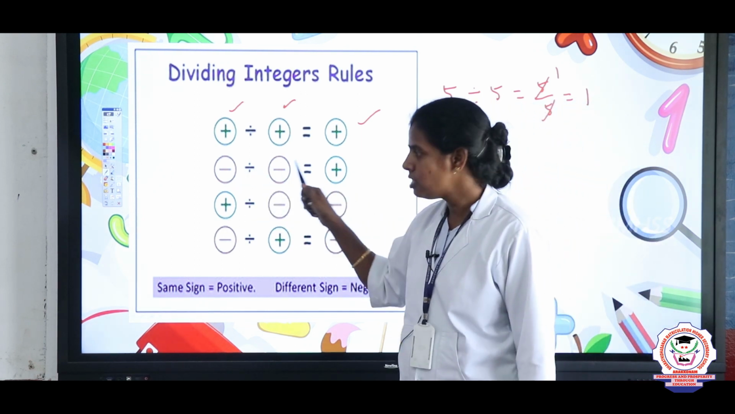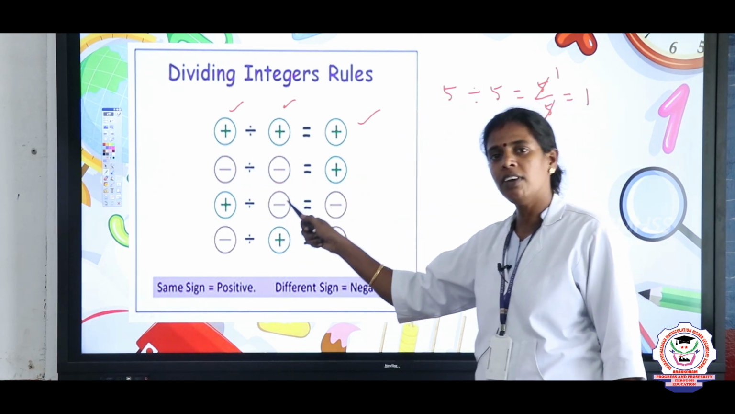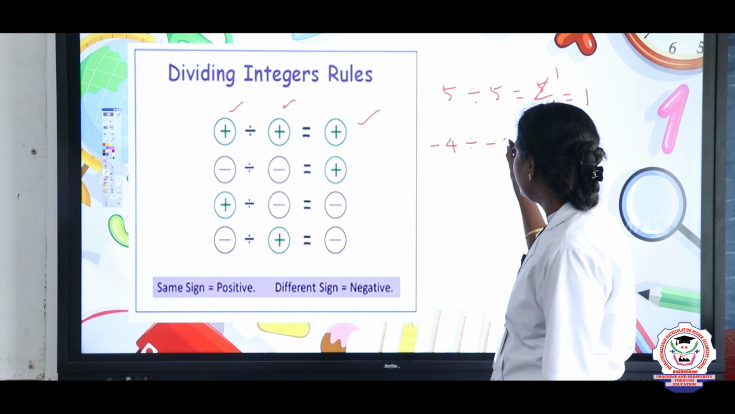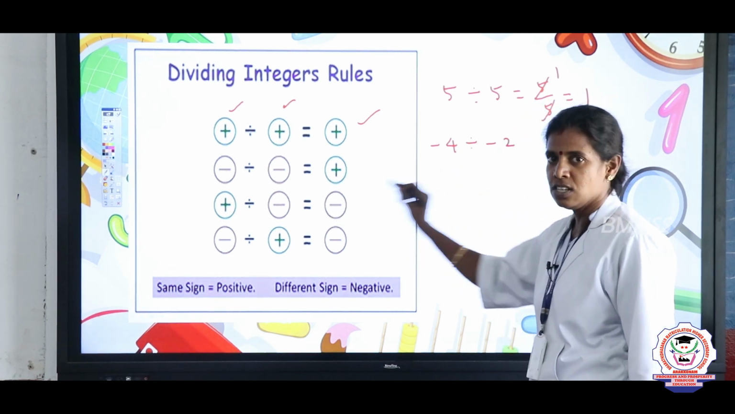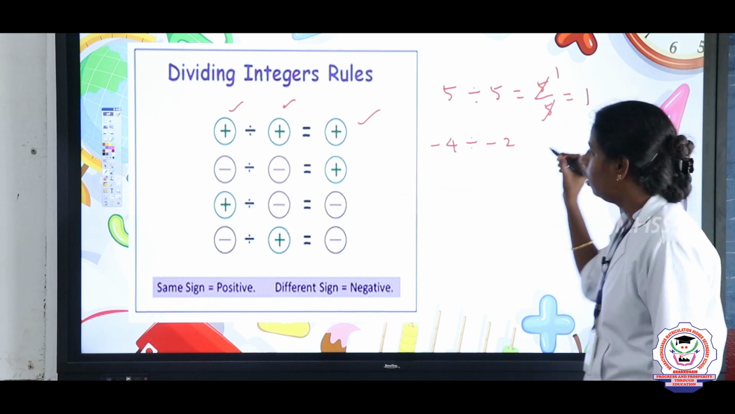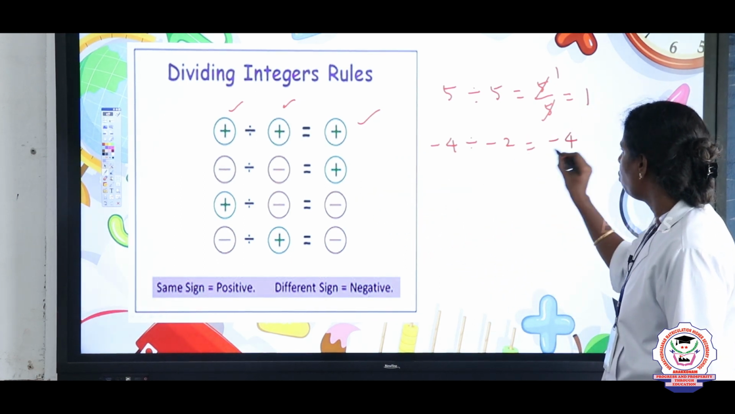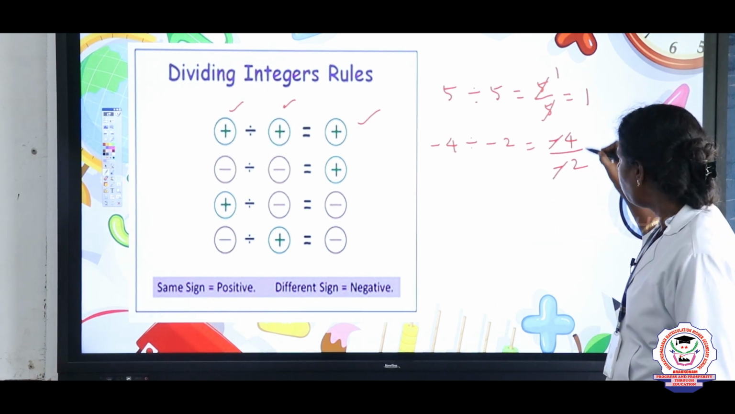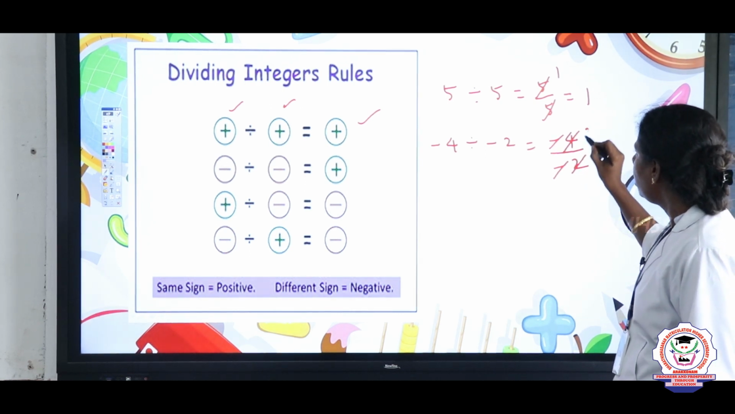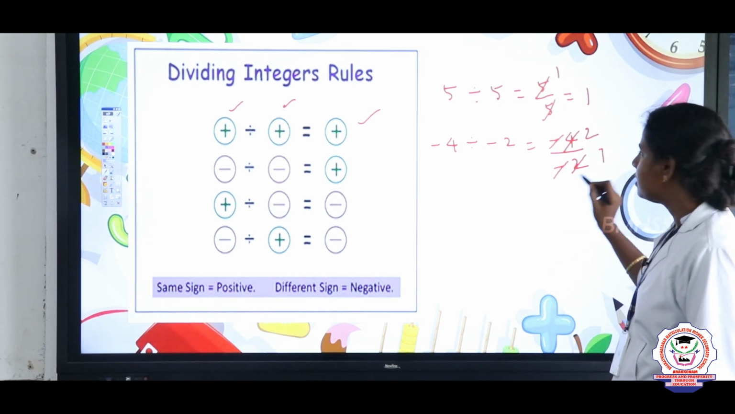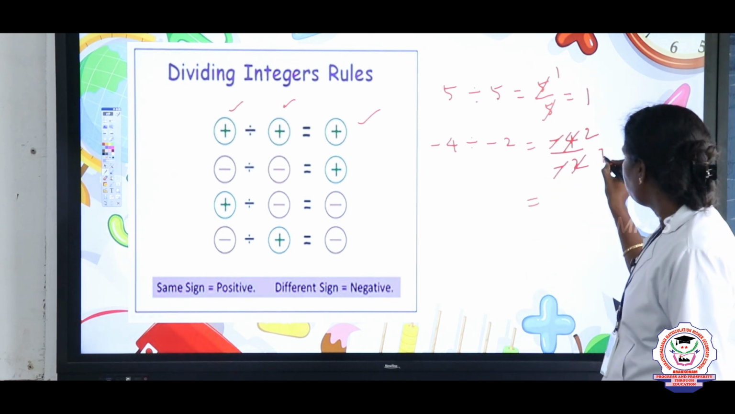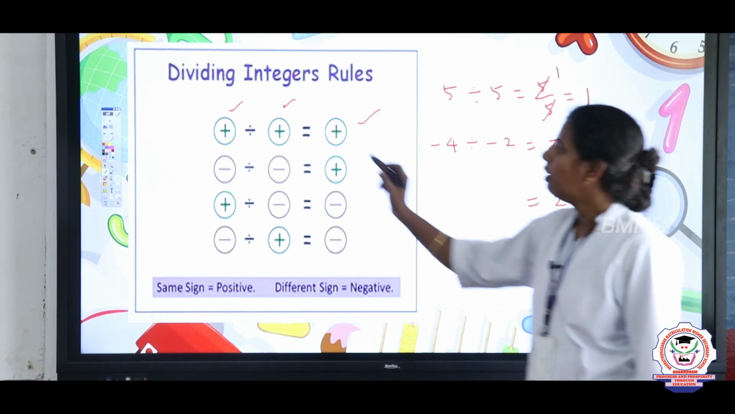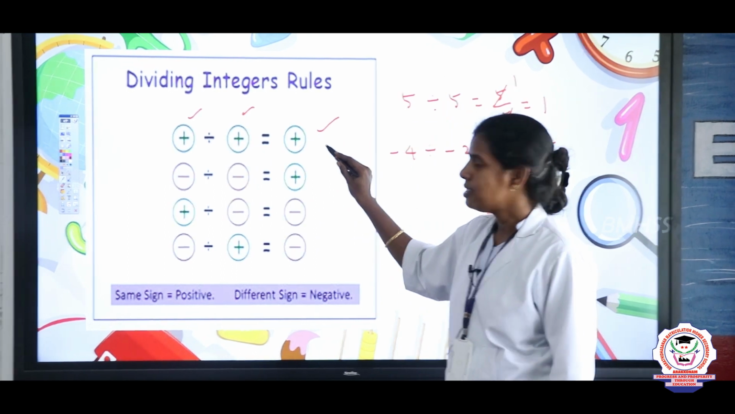When both the dividend and divisor are negative, then also the answer will be positive in division. For example, we can see minus 4 divided by minus 2. Minus 4 is a negative integer and minus 2 is also a negative integer. So what will be the answer? Minus and minus will get cancelled, and 2 and 4 we can use the 2 table. Here 2 2s are 4 and 2 1s are 2. So what is the answer? 2 by 1 can be written as 2, which is a positive integer. Is it clear? When both the signs are same, the answer will be positive.